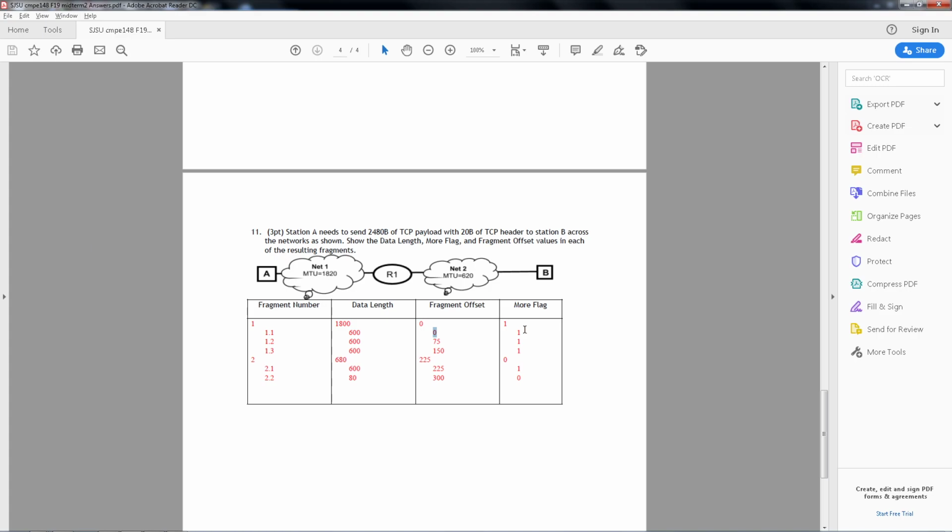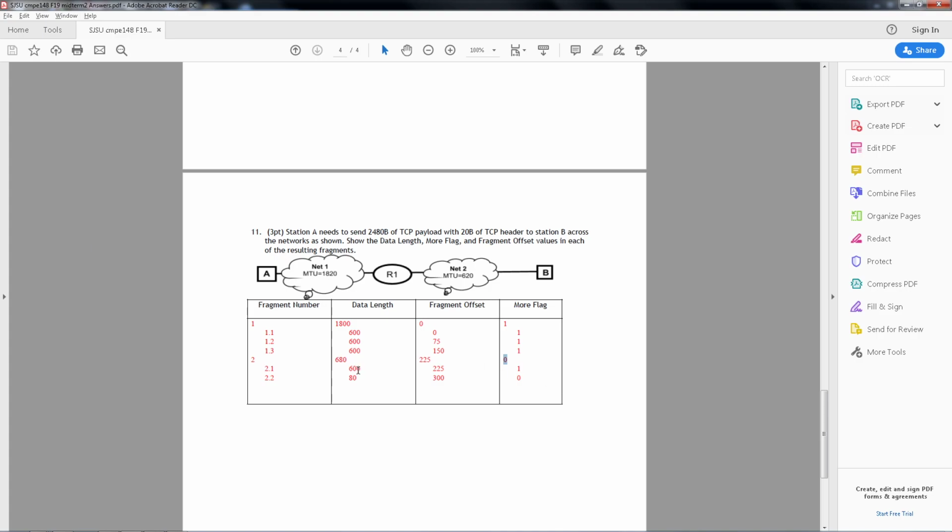Alright, but then all of these also inherit the more flag being set. That's because, again, this is the first fragment. Even though it got fragmented multiple times, it's still part of that first fragment, which is everything before the second fragment, which has the 0 more flag set.